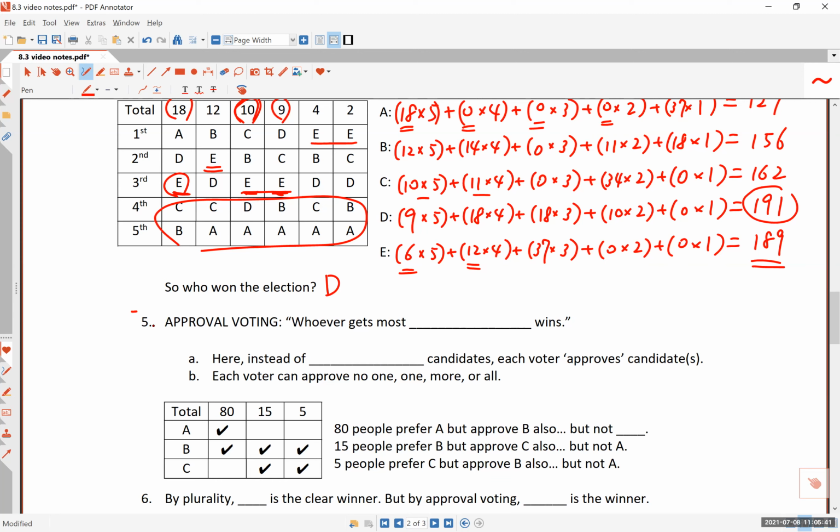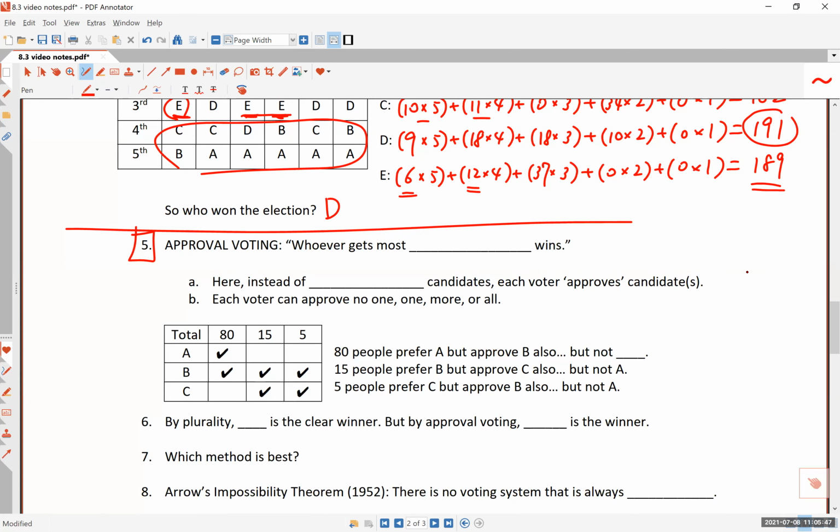All right, then one last one. This is a very different method, so I'm going to separate this from everybody else. But there is a fifth, and in fact, there are many other methods of voting. But the fifth method we are going to look at, this is the last one, is called approval voting.